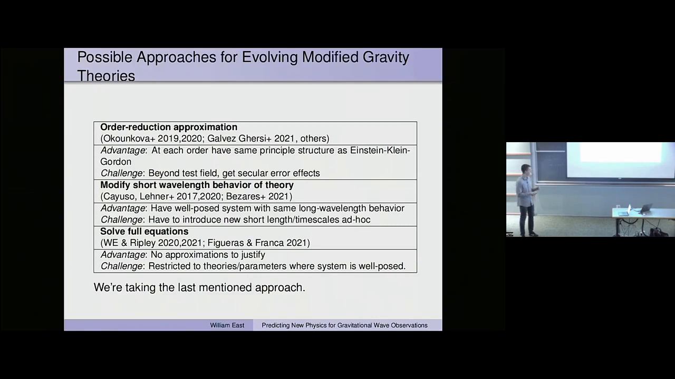And then the third approach that I'll be talking about is to just solve the full equations. That's nice in the sense that you don't have any approximations to justify, or have to worry about not including some non-perturbative effects. But that restricts you to studying theories that have some well-posed formulation, and that restricts you both to specific theories and specific parameters. And you're really working without a net, in the sense that if your evolution wants to take you into some regime where the theory breaks down, then things go haywire, and you can't continue the computation.